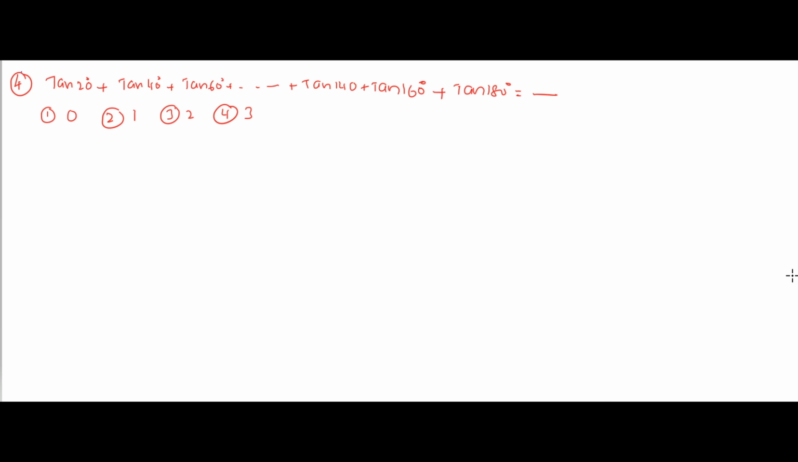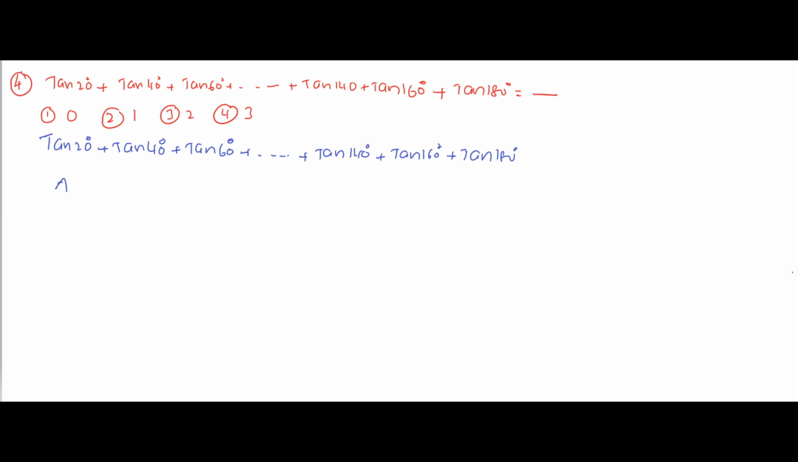Tan 20 degrees plus tan 40 degrees plus tan 60 degrees plus up to tan 140 degrees plus tan 160 degrees plus tan 180 degrees is equal to dash. Here it is given tan 20 degrees plus tan 40 degrees plus tan 60 degrees plus up to tan 140 degrees plus tan 160 degrees plus tan 180 degrees.